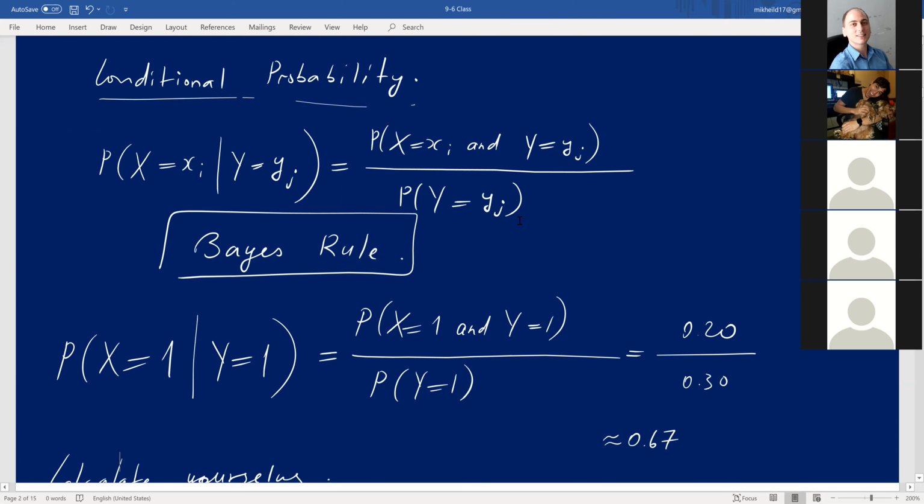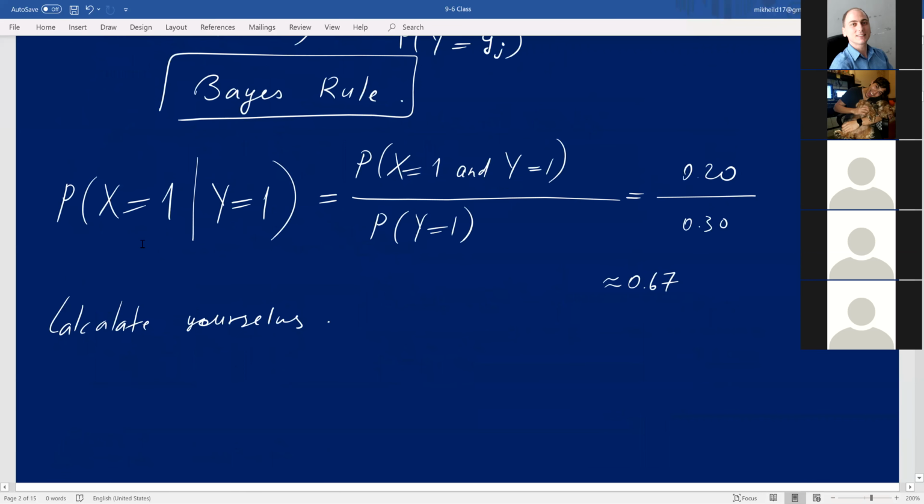That's what marginal is. But joint is, I'm interested in the probability that I will pass finance and I will pass eco 4000. Conditional tells me, just to give you an example, what's the probability that I will pass eco 4000, given that I already passed finance 3000. And as you see, it's a ratio of the joint over the marginal.